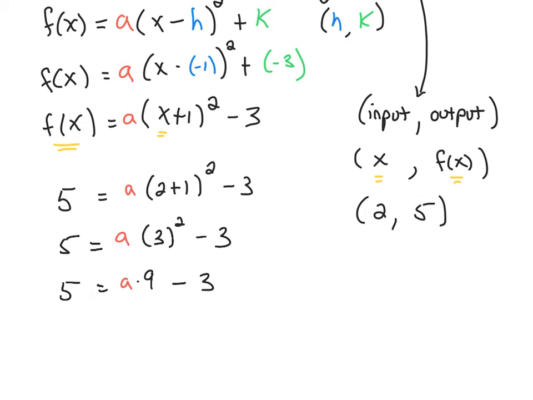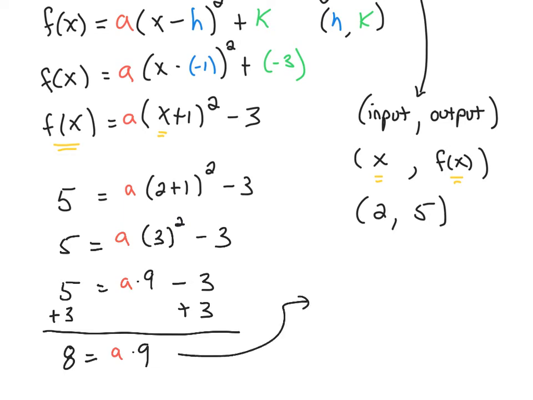All right, so now what I have to do is get a by itself. And so I'm going to add 3 to both sides of this equation. If I add 3 here and here, right, so these 3's cancel, and so I get 8 is equal to a times 9. And so I'm just going to divide both sides by 9, and I get 8 over 9 is equal to a. All right. So I have everything.